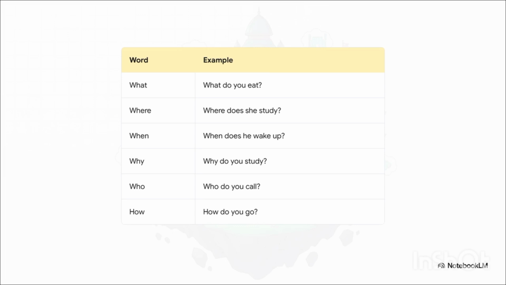For general info, we use what? What do you eat? For locations, where? Where does she study? Look at how perfectly does she study fits the formula. Time, when does the train arrive? Reason, why do you study English? People, who do you call? And for a method or process, how do you go to college? Every single one of these common phrases perfectly follows that 4-step structure we just unlocked.